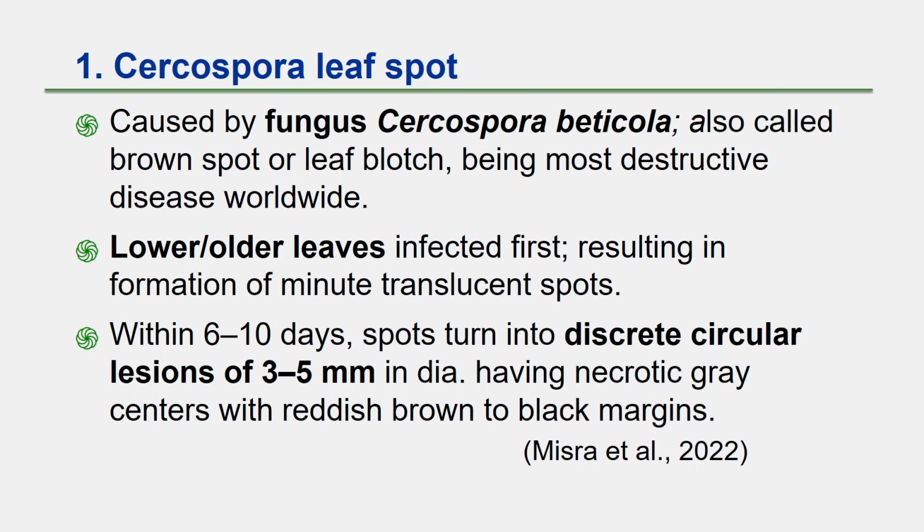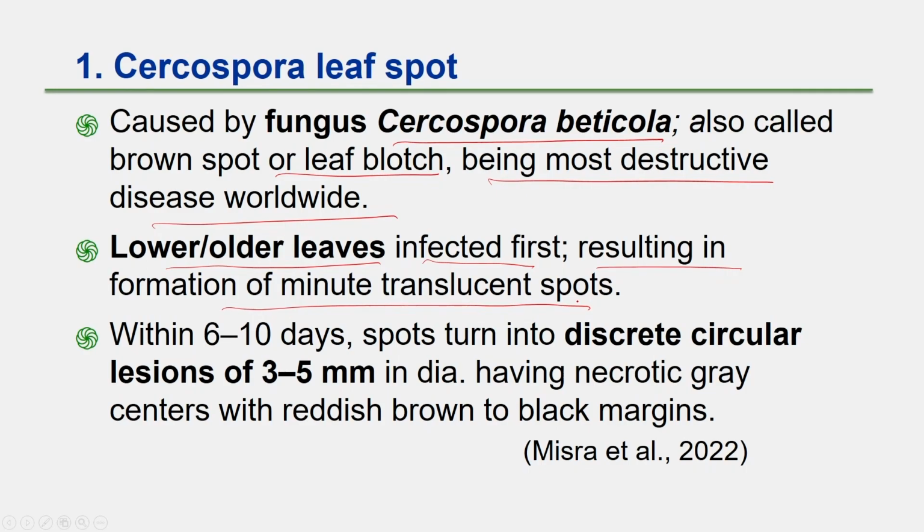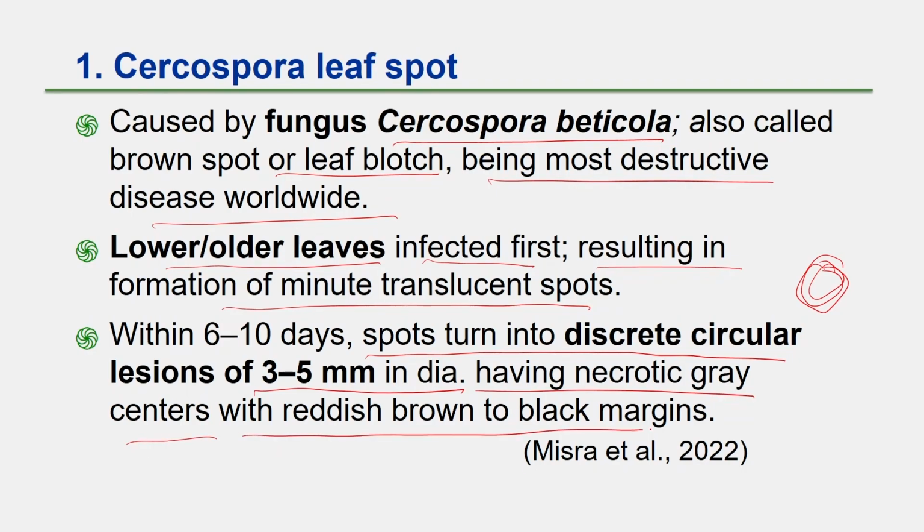So, the first disease is Cercospora leaf spot. It is caused by the fungus Cercospora beticola, also called brown spot or leaf blotch, being the most destructive disease worldwide. Lower or older leaves are infected first, resulting in formation of minute translucent spots. Within 6 to 12 days, spots turn into discrete circular lesions, just like this, circular lesions of 3 to 5 millimeter diameter, having necrotic gray centers with reddish brown to black margins.